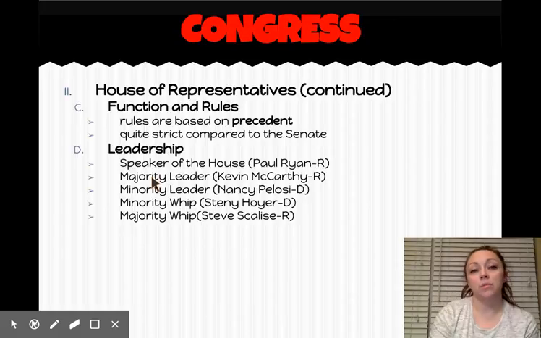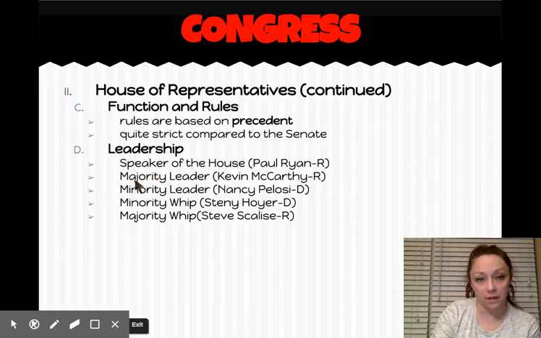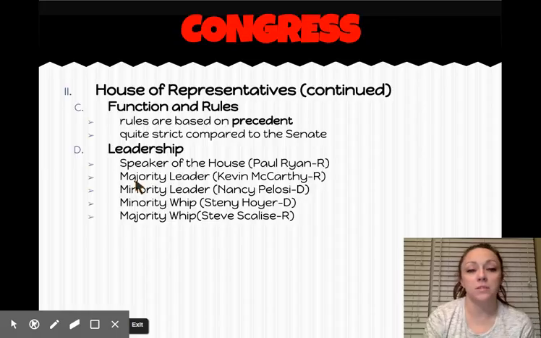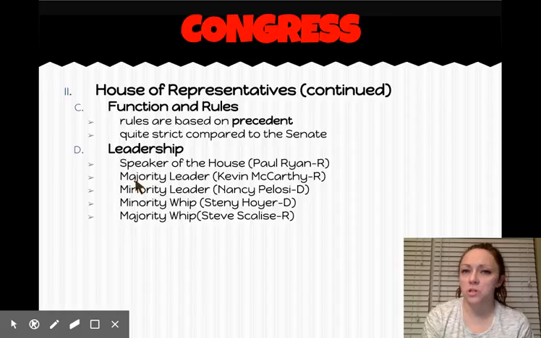He is also a Republican. Republicans have the majority in the House of Representatives. His job is kind of like to be the assistant to the Speaker of the House. His job is to push his party's bills through the House, try to help make sure that members of their party know about important bills.